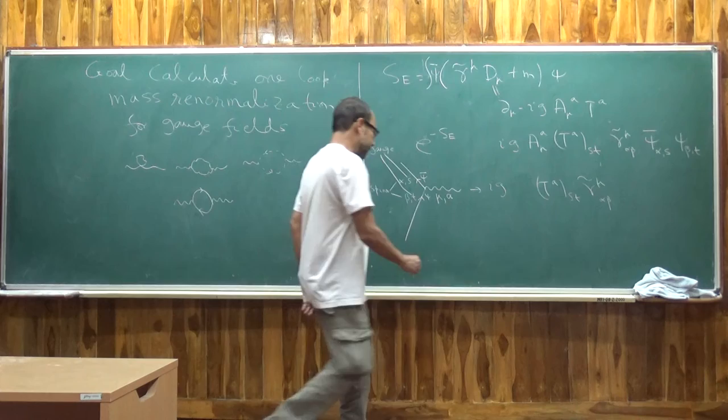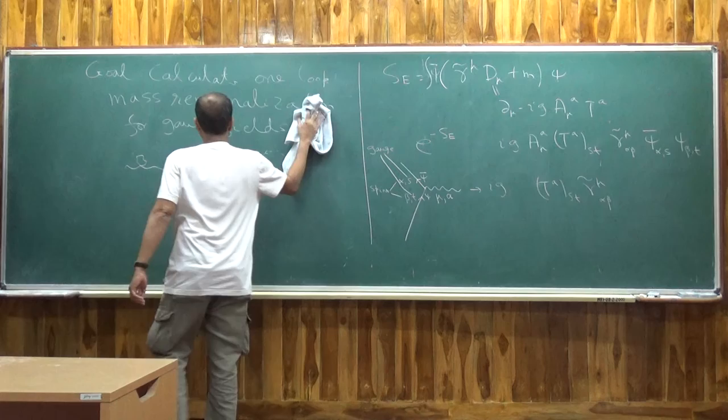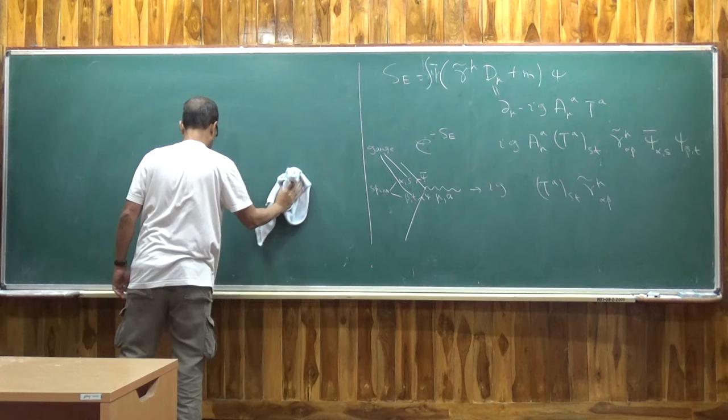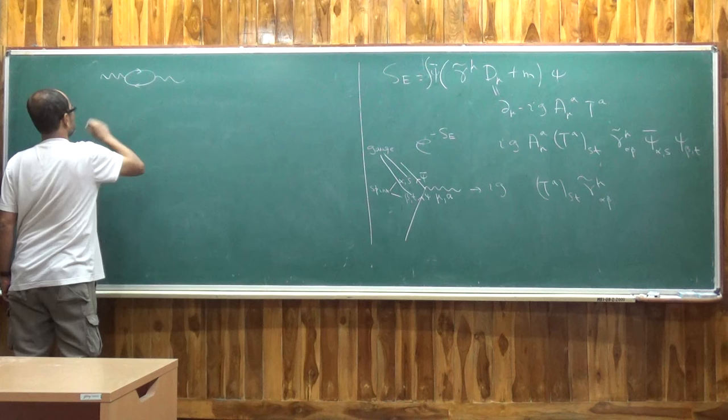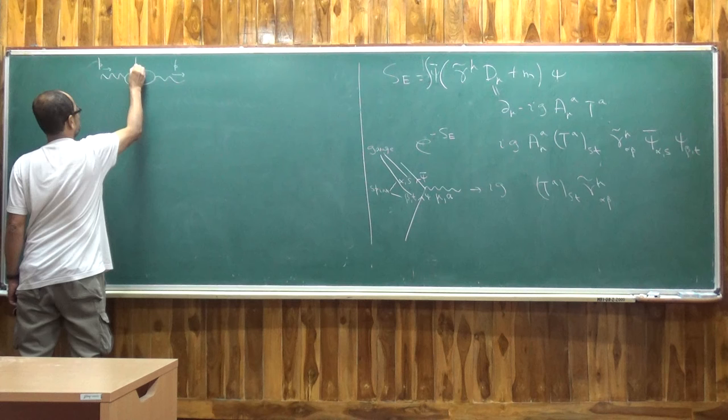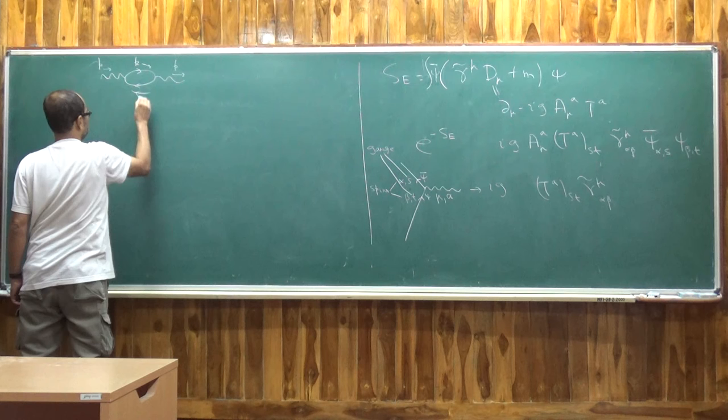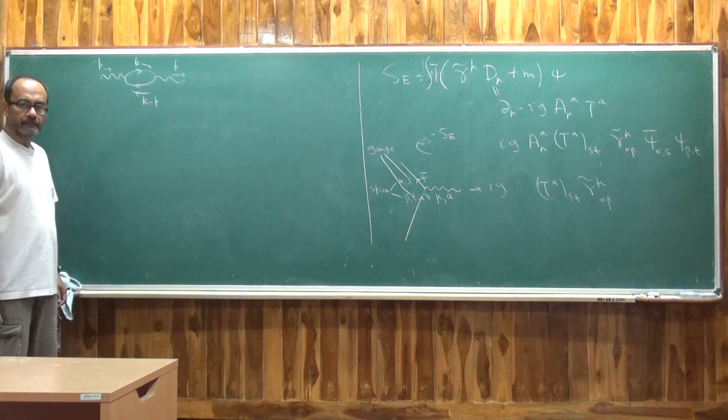So based on this, let's now calculate this 2-point function. Let me label the momenta. P will be the incoming momentum. P goes out. This one is labeled by K going this way, and in this direction is K minus P. Let's call this mu.